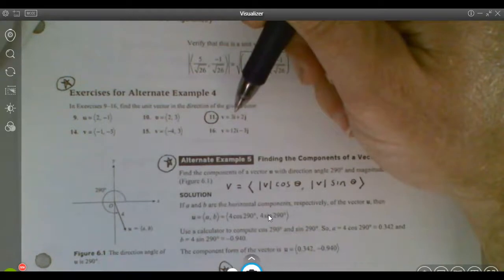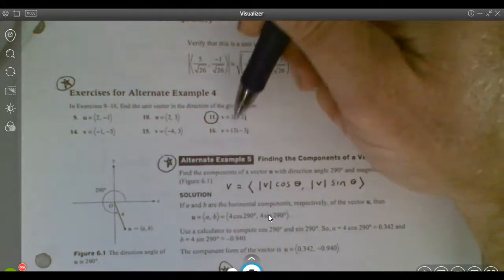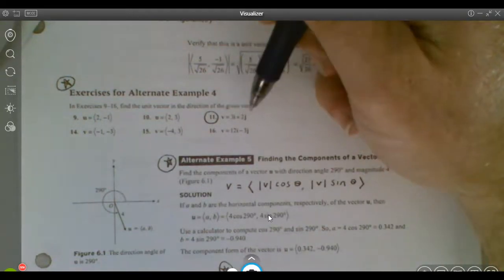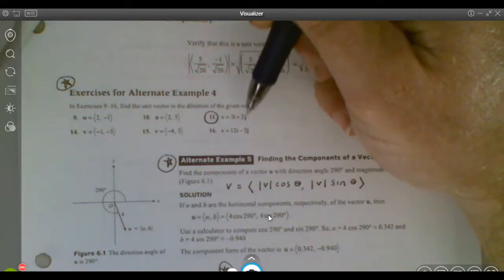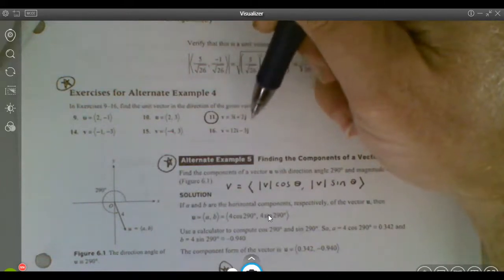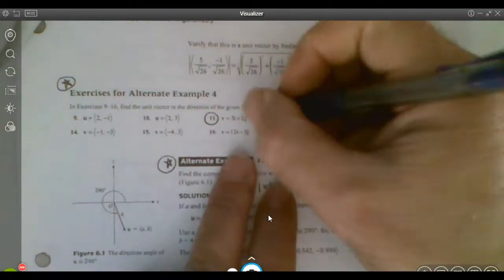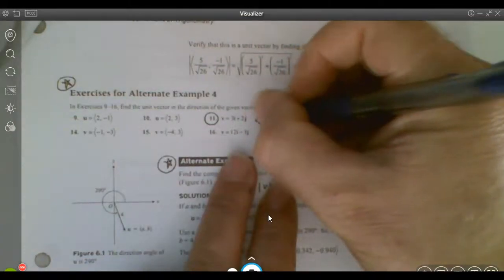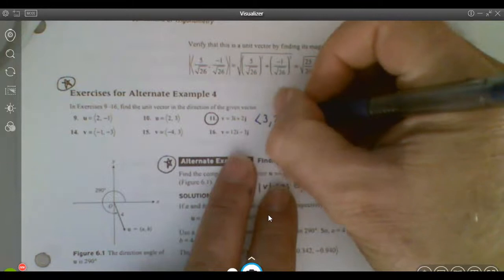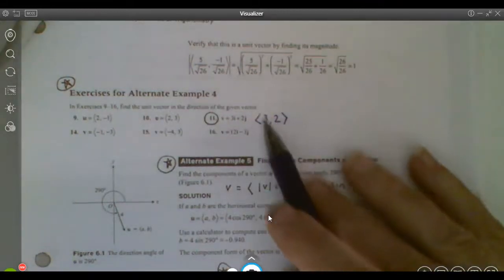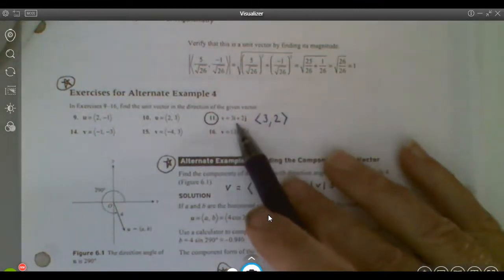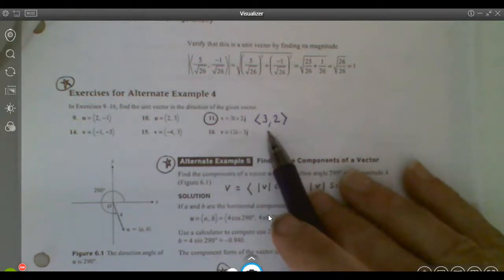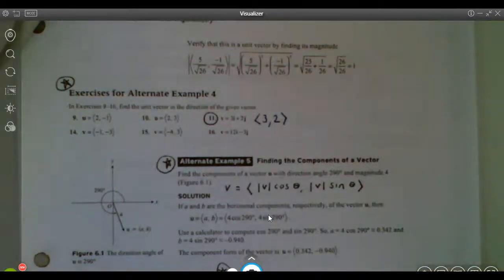So they use the letter i to represent the horizontal component. They use the letter j to represent the vertical component. So 3i plus 2j is the same thing as positive 3, positive 2 in component form. So this is component form. This is like i and j form. So it's just two different ways of writing it, but both of these mean the same thing. They're both referring to a vector with a horizontal component of 3 and a vertical component of 2.